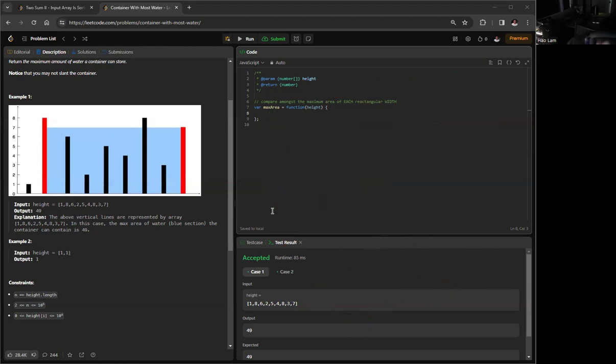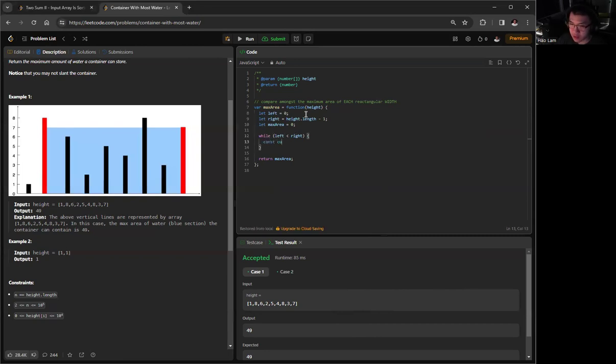So let's go ahead and code this up. So we need a left and a right pointer. So left is 0, right is equal to height dot length minus 1. We need the max area, which is 0. Then while left is less than right. We stop when the right equals the left, right?